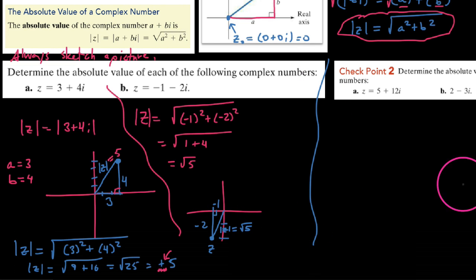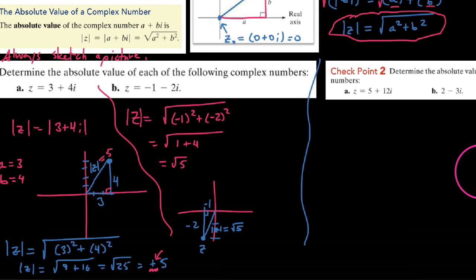So here's what I'd like for you to do. Go ahead and pause the video and graph these two complex numbers, but then go find their absolute values. When you're ready to see the solutions, go ahead and unpause the video here.